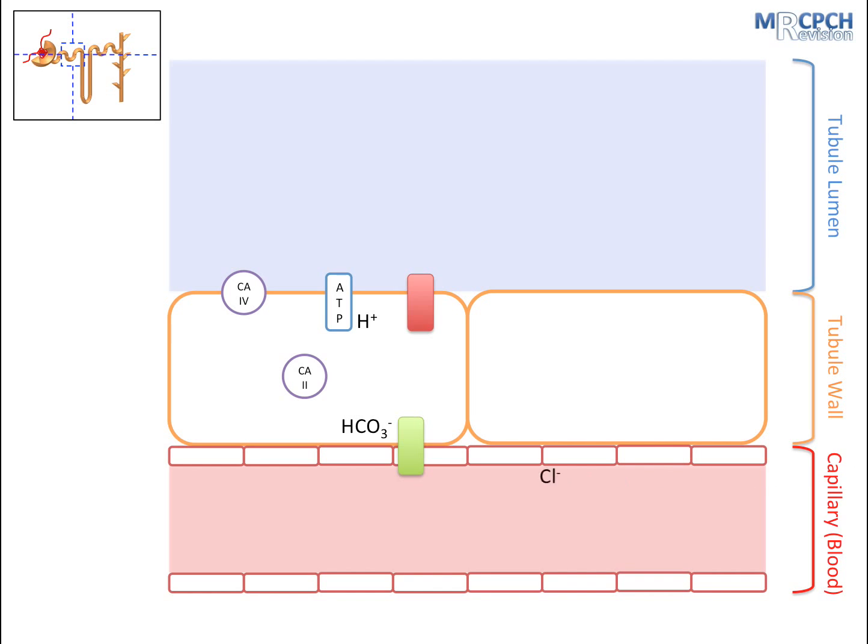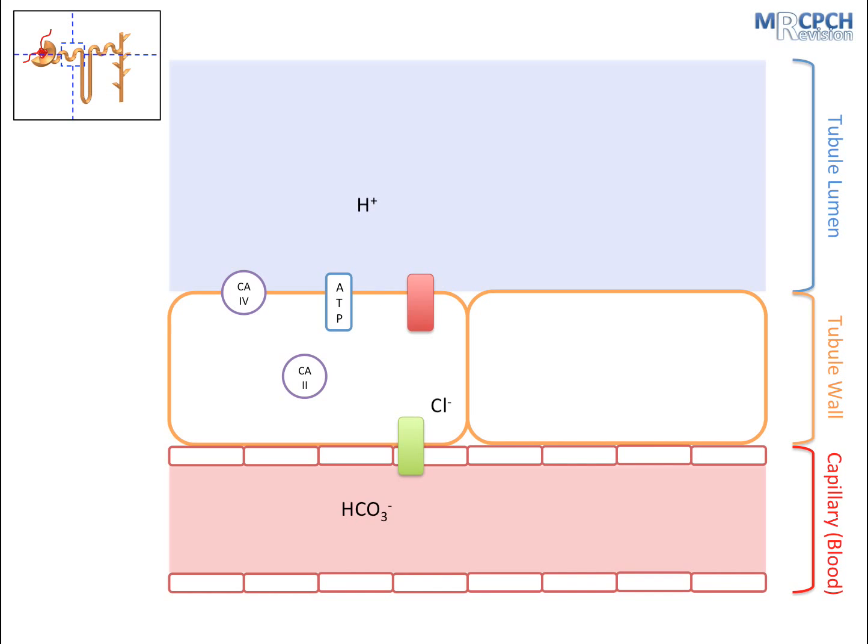So what happens next is chloride from the circulation joins up with the bicarbonate at a transporter and is exchanged. So chloride goes into the cell and bicarbonate is reabsorbed into the blood. So what about the protons that are generated?